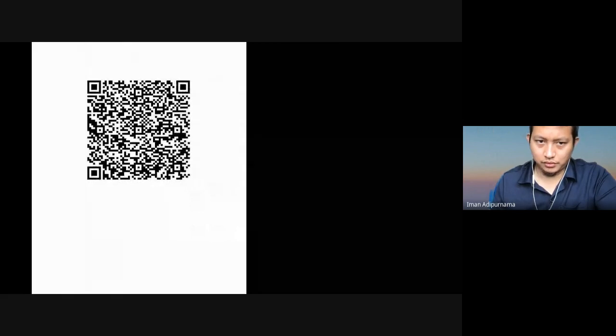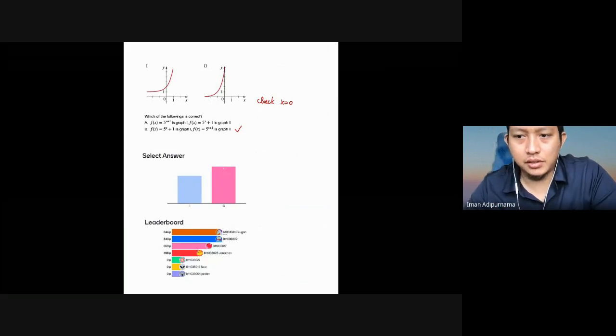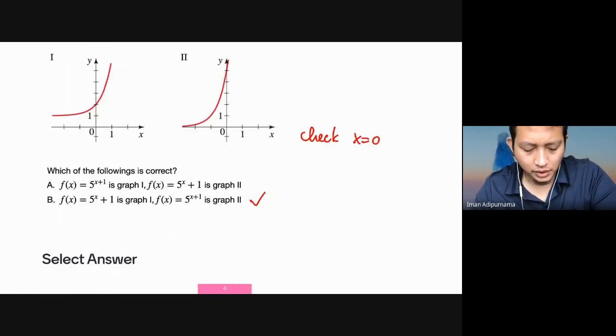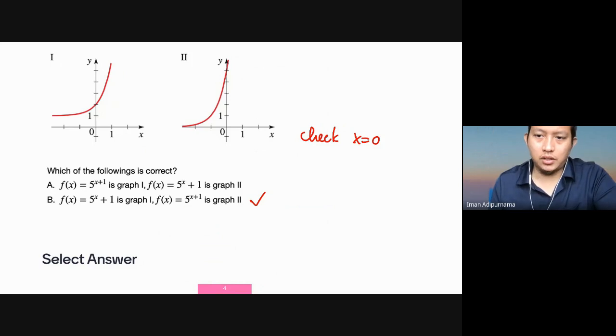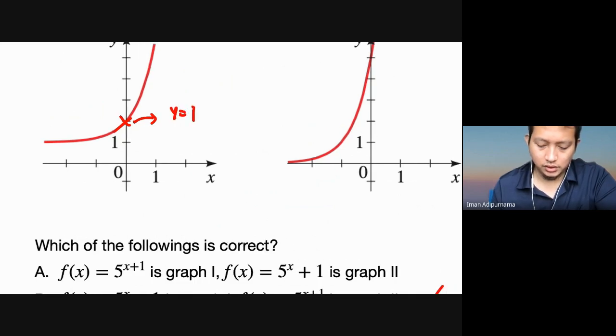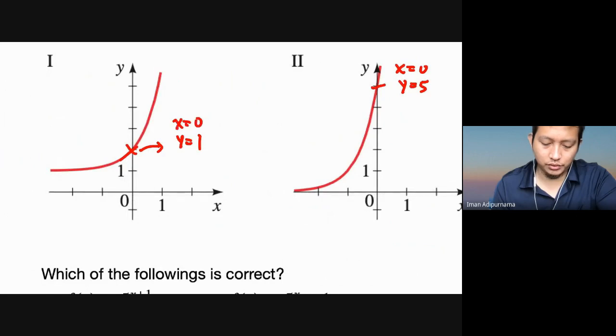Okay, so let's start with the feedback time from yesterday. I'm giving you these two graphs for the first question, and the easy way to look at this graph is to look at when x equals 0. Because if you look here, when x equals 0, this results in y equal 1. This one results in y equal 5. So when x equals 0, y equals 5, and for this one, y equals 1.